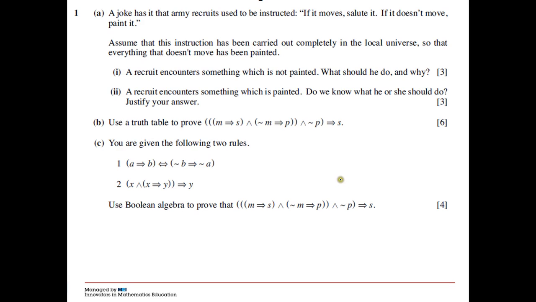So here's a question from a little while ago. It starts off with something in words that we have to comment on, and that's fairly normal in these cases. Then it involves drawing a truth table and using some Boolean algebra, and if it says use Boolean algebra, you must not use a truth table. You won't get any marks for using a truth table.